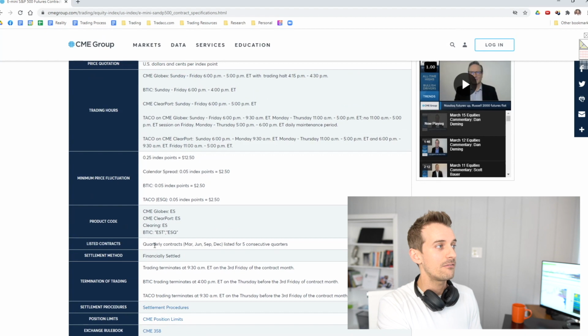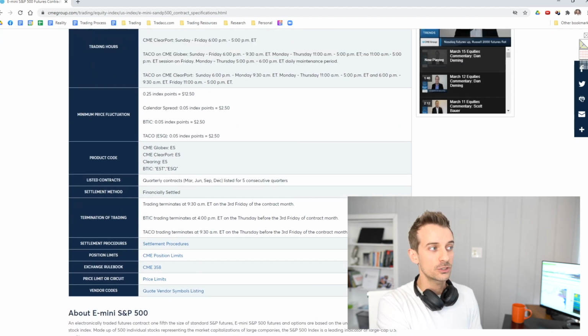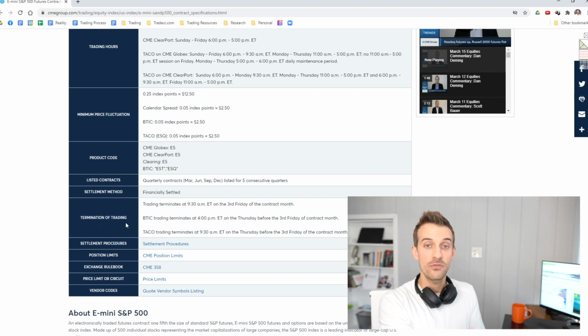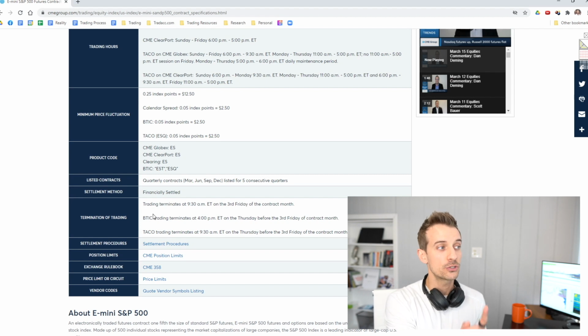In this case, we have the listed contracts. So this will be March, June, September, and December. This means that there's a March, a June, a September, and a December contract. We also can see the termination of trading. This is just going to be how this contract expires. So the trading terminates at 9:30 a.m. Eastern Time on the third Friday of the contract month.